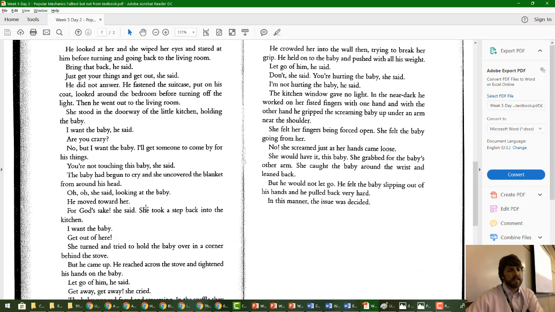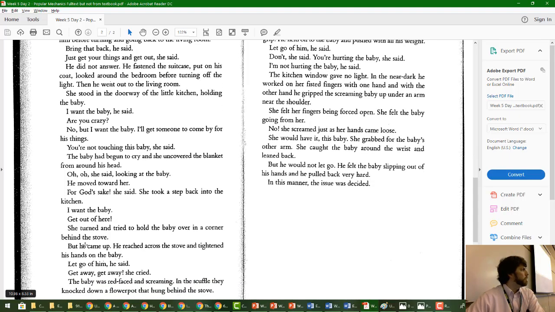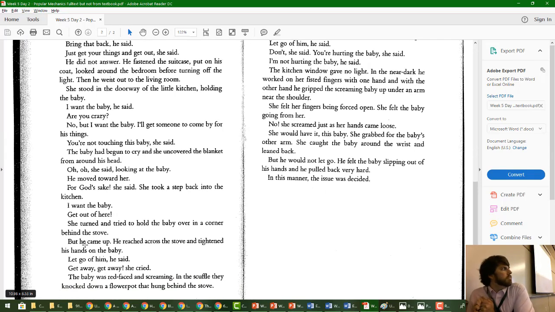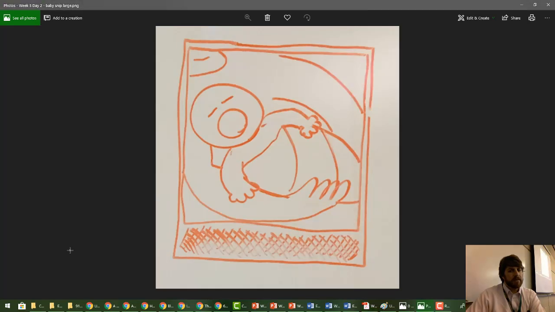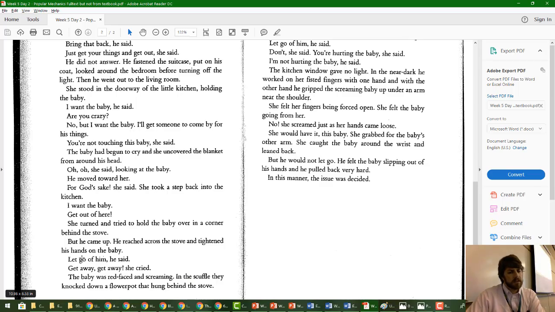He moved toward her. For God's sake, she took a step back in the kitchen. "I want the baby. Get out of here." She turned and tried to hold the baby in a corner behind the stove. Kind of easy to hold a picture of a baby in a corner behind the stove. He came up. He reached across the stove, tightened his hands on the baby. "Let go of him. Get away. Get away." Baby was red-faced and screaming.